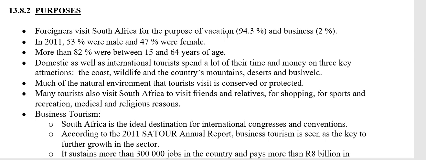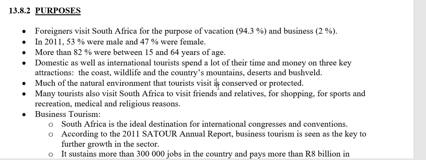All right. Now, both domestic and foreign tourists spend a lot of their time and a lot of their money on 3 key attractions. The biggest tourist attractions in our country are the coast, the sea. They want to come to the sea. And wildlife. They want to come and see the big 5. And then the country's mountains, deserts, bushveld, ecotourism, in other words. They want to come and experience the climate, the beauty of our country, the beaches, the sea, the animals, the mountains, the bushveld, the plants. Ecotourism. They come to experience natural experiences. All right.